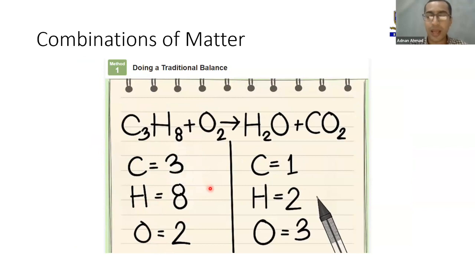Have you guys learned to balance a chemical equation before? Anyone? Do you guys know how to balance a chemical equation?